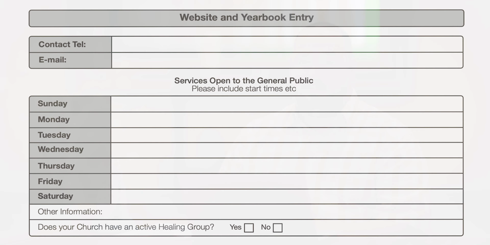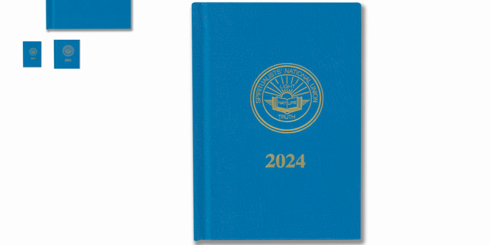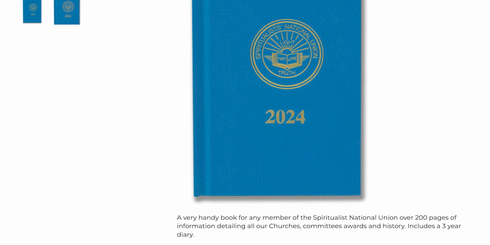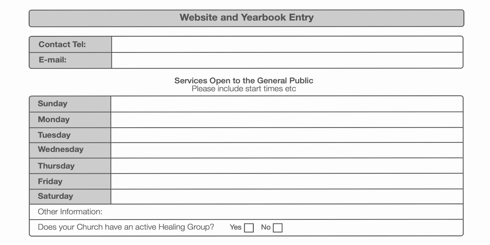The next section, which is on page 7, is all about the website and the yearbook entry. As you know, the SNU produces a yearly diary that contains all the details of our churches, their contact information, their website information, and who the best person to contact is. This is what will go in that diary.